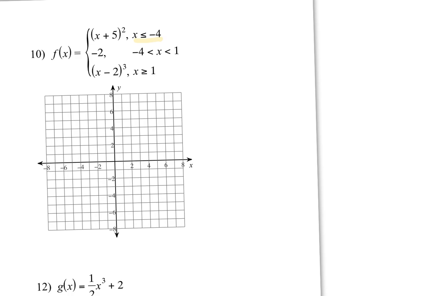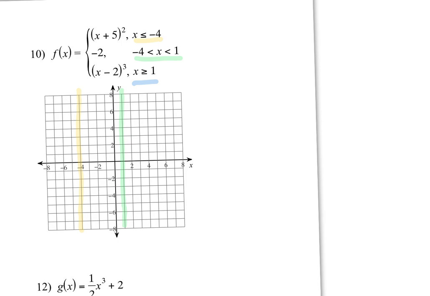So personally what I do is I then highlight all the way down at negative 4. All right. My next grouping goes from negative 4 to positive 1. So I'm going to highlight at positive 1. And then my next group goes from positive 1 forward. All right, so those are my 3 pieces of my piecewise function.